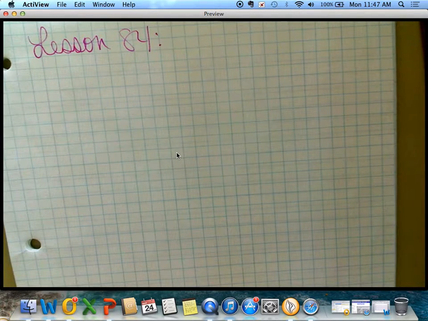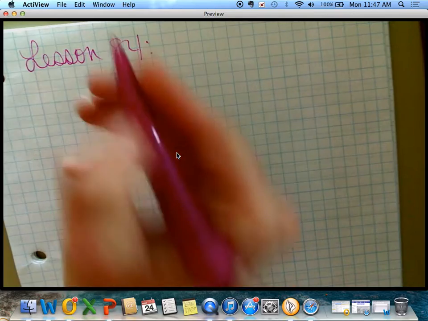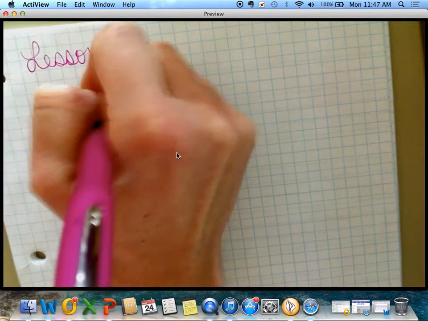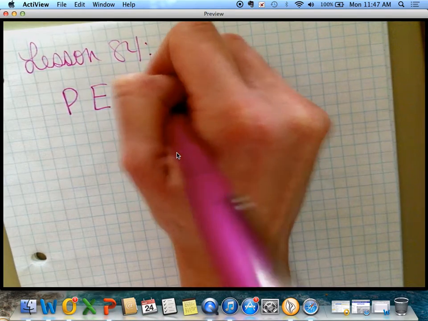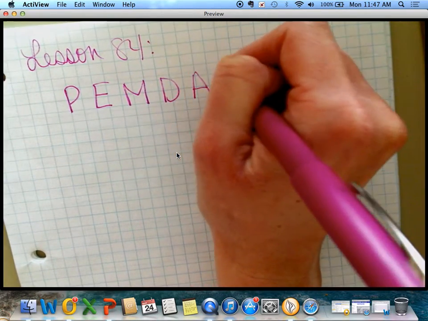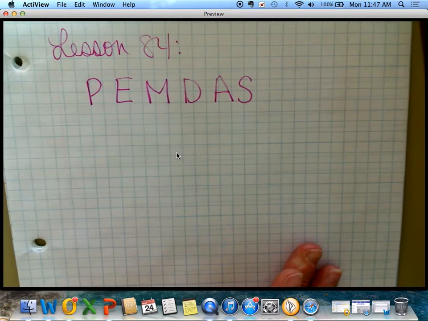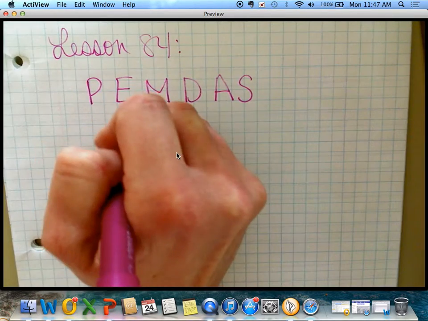PEMDAS. So what does PEMDAS stand for? Does that ring a bell? It's been a while since we've done this. Parentheses, exponents, multiplication, division, addition. Good. So we can write it two ways. We can write it this way, or we can write it this way.